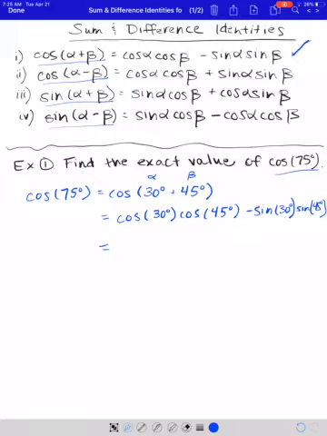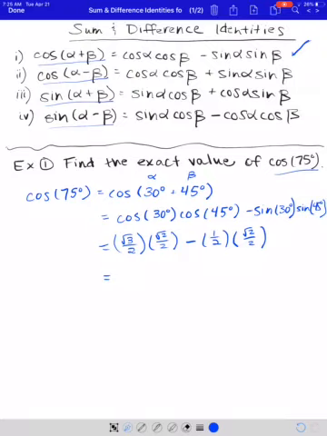And we can go and evaluate each of these and simplify. So let's see, cosine of 30 degrees, that's my smaller angle in the first quadrant, we get root 3 over 2. Cosine of 45 degrees, that's my middle angle, root 2 over 2. Minus sine of 30 degrees, that's going to be 1/2. And sine of 45 degrees is root 2 over 2. So you can refer to your unit circle to get all those values. And then let's finish simplifying.